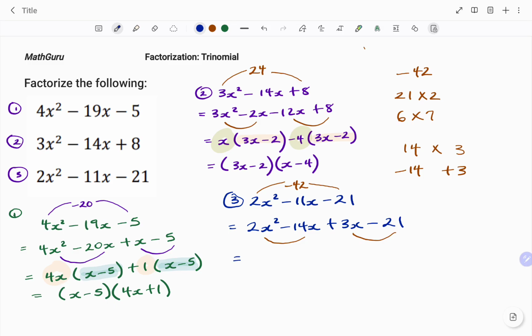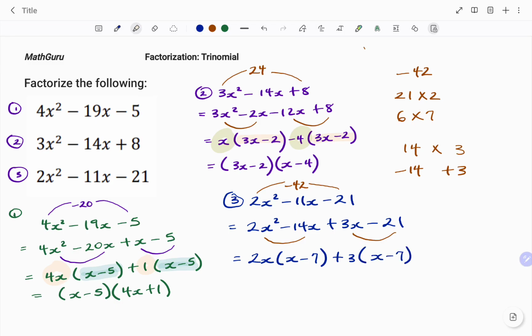Picking out the common factor between 2x squared minus 14x, that's 2x. I'm left with x minus 7. I'm going to do the same on my right hand side. Common factor is plus 3. I'm left with x minus 7.